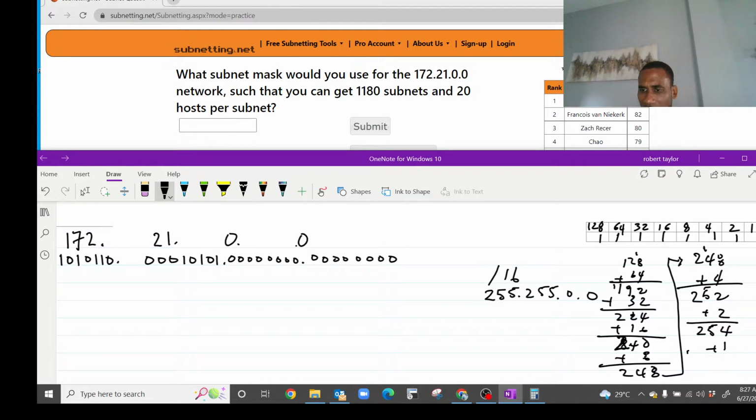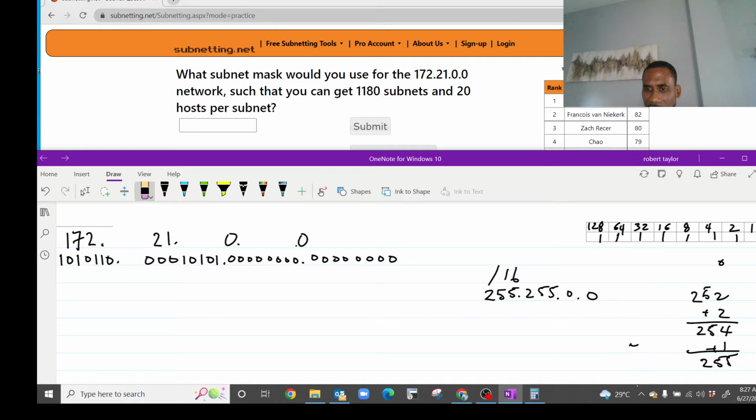And then finally, I need the 1, so this gives me 255. So 255 is written in binary as, yeah, you guessed it, all ones. I'm going to line them up again. 1, 2, 3, 4, 5, 6, 7. Wow. I should have 8 bits here.